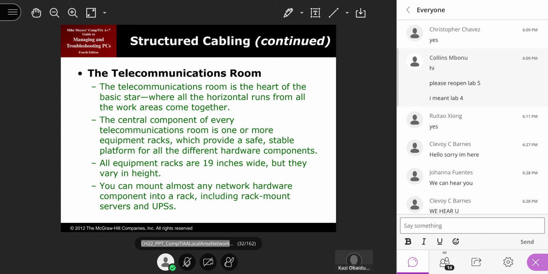A central component of every telecommunication room is one or more equipment racks. We know that racks provide a safe, stable platform for all different hardware components. I told you that if we use a rack, it means that each device has a specific place.